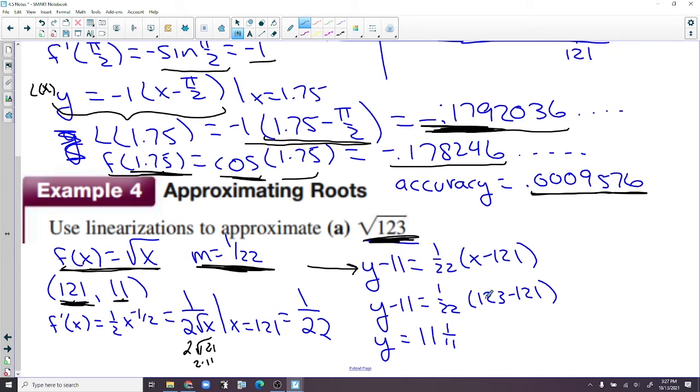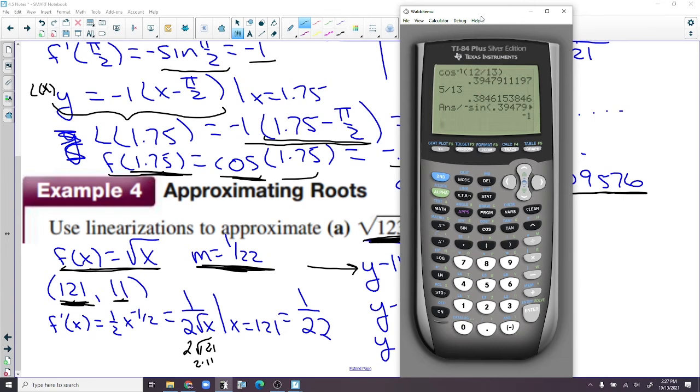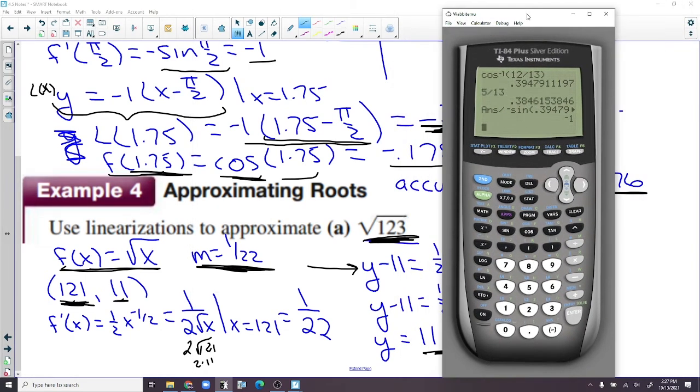That's the line that is approximating this function, but really close to 121. So we plug in 123. 123 minus 121 is 2. So add over 11, the approximation is 11 and 1/11. That's the approximation. Then in class, I actually showed the values. So 11 plus 1 divided by 11 is the approximation. Now the square root of 123 is extremely close to that.